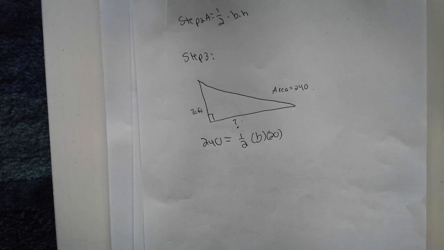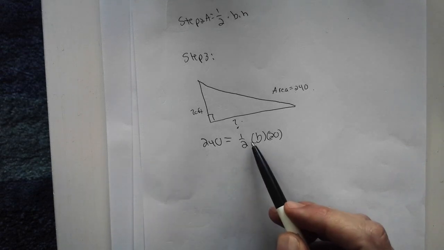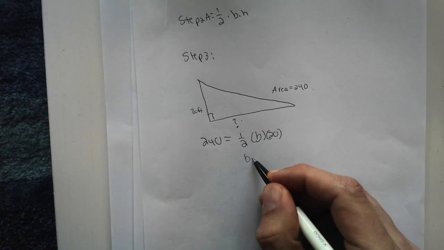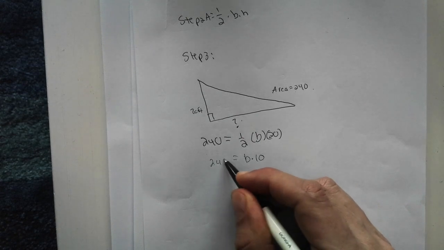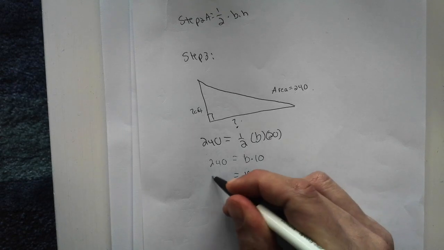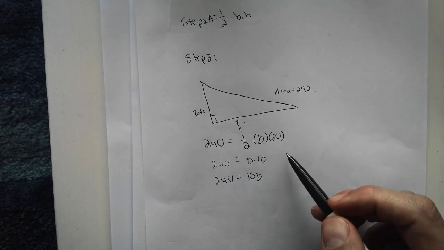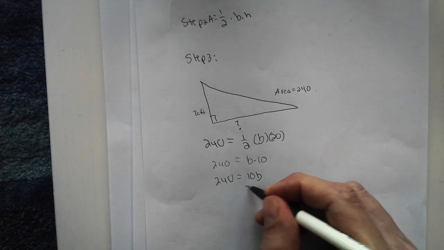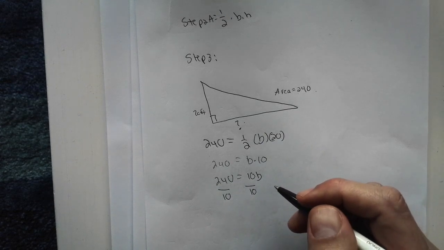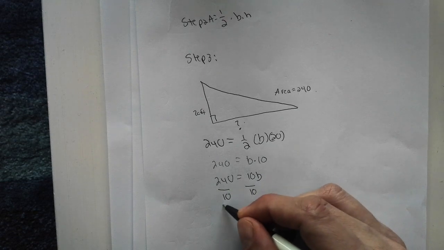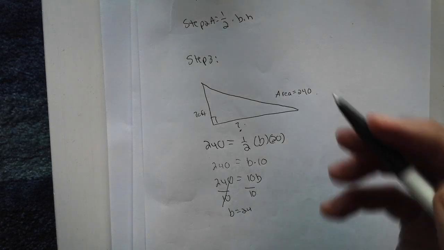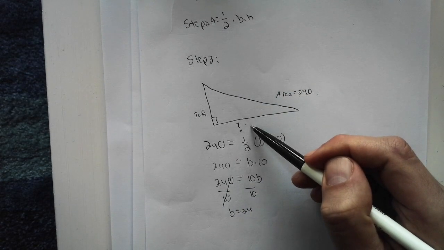Now we'll simplify. Multiplying by a half is the same thing as dividing by 2. So we get B times 10 equals 240. Rewriting this like an equation, we have 10B equals 240. Now to get B by itself, you need to divide both sides by 10. When you divide by 10, take a 0 off the end. So B equals 24. So the base of our triangle is 24.